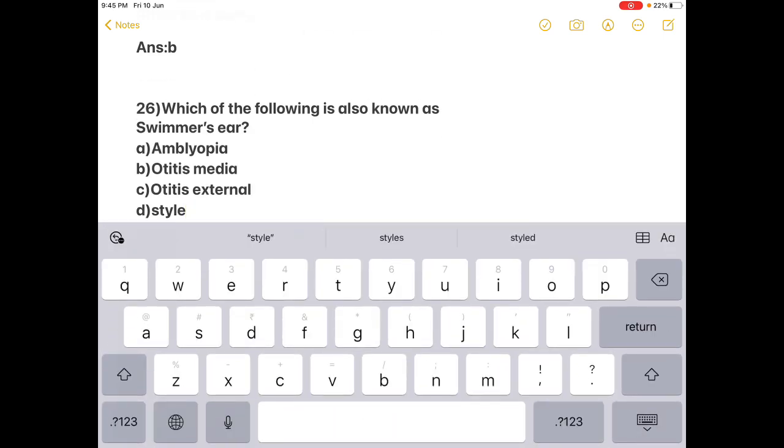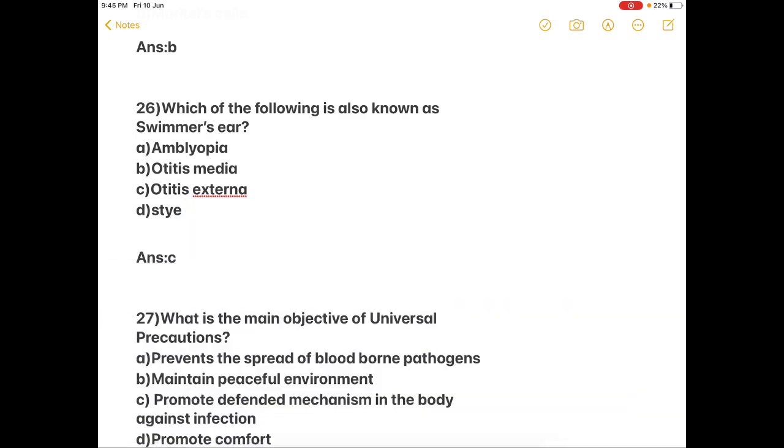Next question. Which of the following is also known as swimmer's ear? Option A amblyopia, option B otitis media, option C otitis externa, not external, externa, option D stye. The correct answer here is C, otitis externa, also known as swimmer's ear.